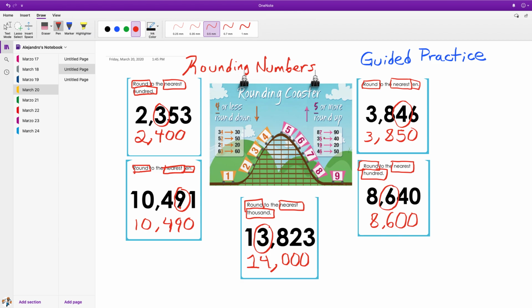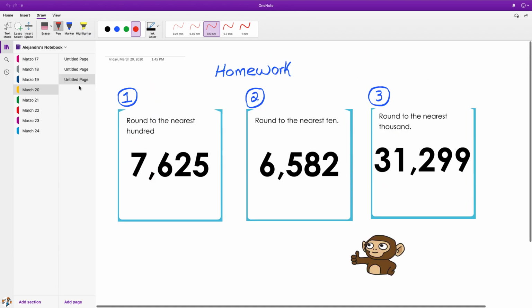Okay, guys? So that was our guided practice. Like I said, if you need the visual, pause the video, come back to it, look at it, because it's going to help you to do the homework. So for the homework, we have 3 numbers. We have the number 7,625. We have the number 6,582, and the number 31,299. Read the instructions carefully, because on the first one you need to round to the nearest 100, on the second one round to the nearest 10, and on the last one you need to round to the nearest 1,000.